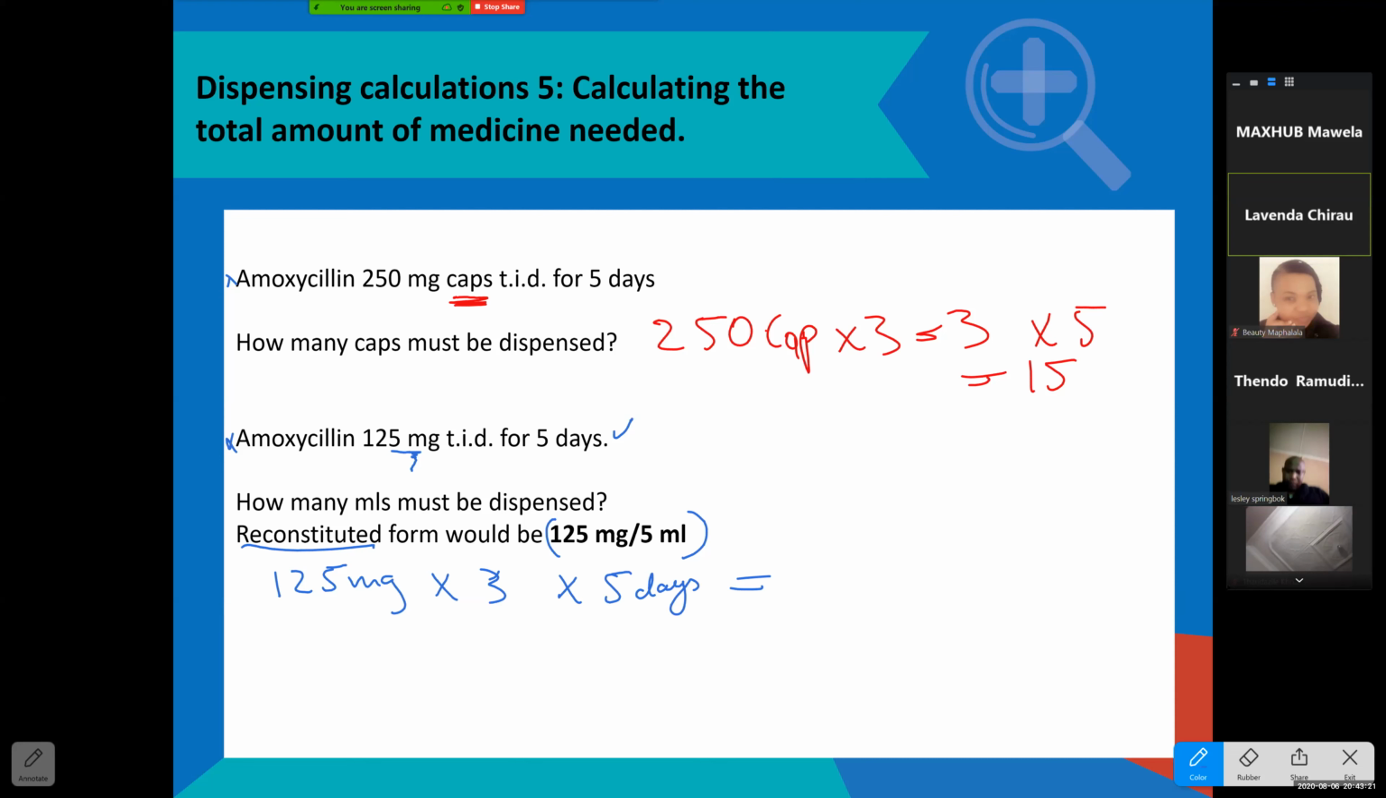The child must get 125 milligrams times 3 for each day. So the child must get 375 milligrams, right? So if you look at just that part there, it will give you 375 milligrams, right? Then this 375 milligrams is what the child gets per day, right? Now we want to know for 5 days, how many milligrams must the child get? So times 5 again. So this gives you 1,875 milligrams, right? Are we together?